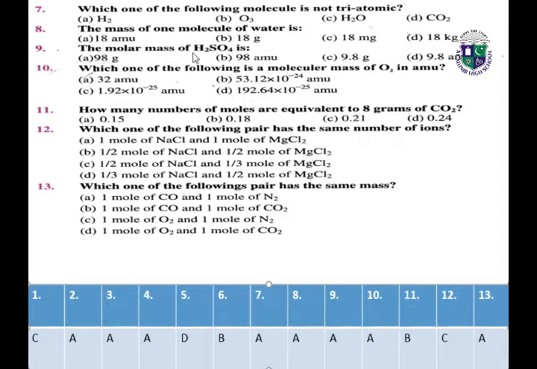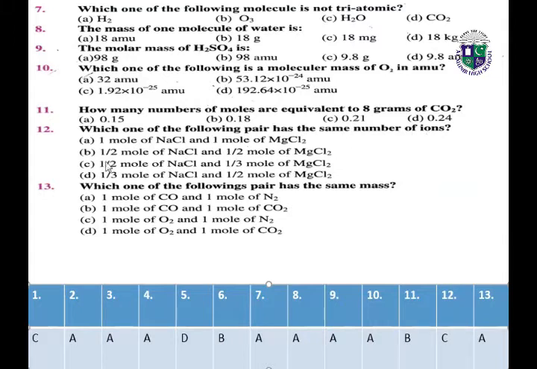The molar mass of H2SO4 is, the correct answer is A, 98 grams. Which one of the following is a molecular mass of O2 in AMU? The correct answer is A, 32 AMU. Number 11, how many numbers of molecules are equivalent to 8 grams of CO2? Yes, the correct answer is part B, 0.18.